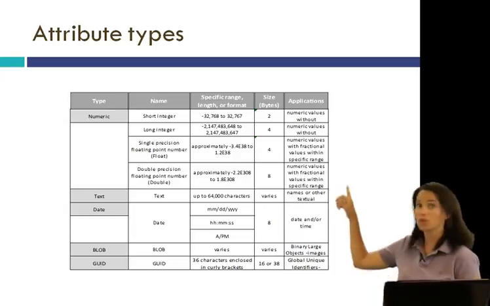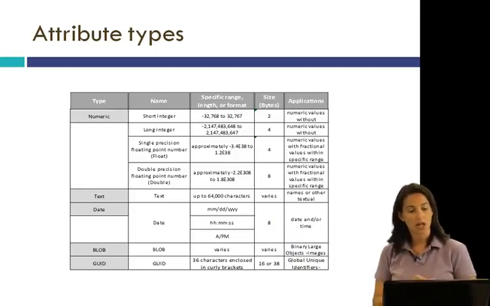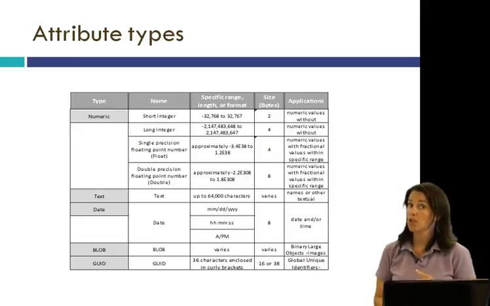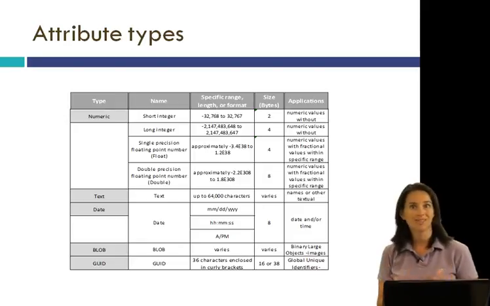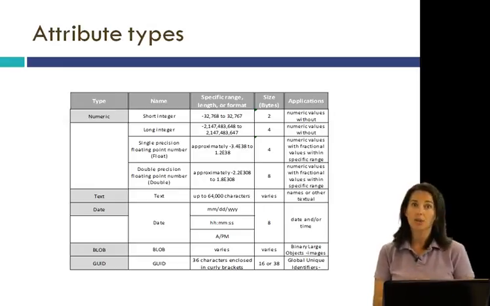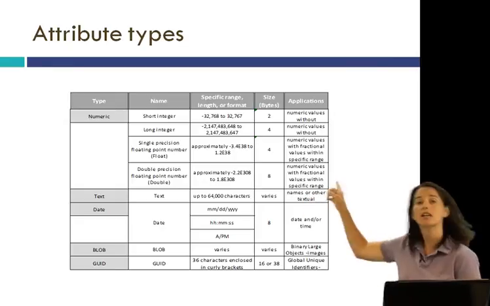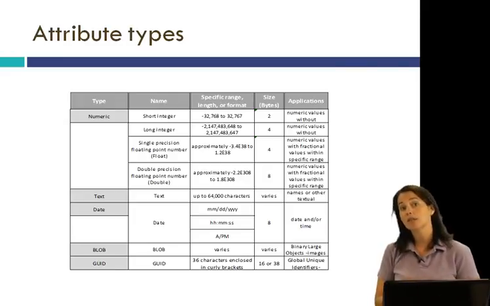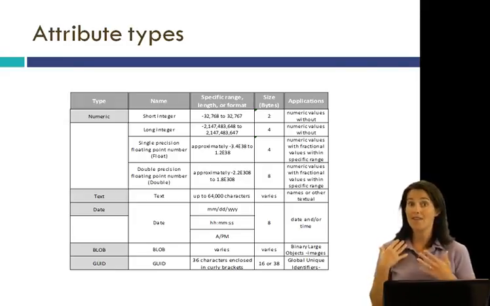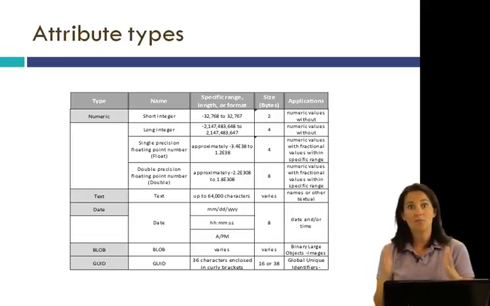Under numeric, notice there are 4 different kinds: short integer, long integer, single precision, which is known as a float, and double precision, which is known as a double. What determines whether something is a short integer or a double? It depends on if you want decimal places or not. Integers do not have decimal places. And then it really depends on how big of a number you want. Notice that the short integer is negative 32,768 to positive 32,767. So if you have an attribute and the range is going to be in between these numbers, then you can use a short integer.